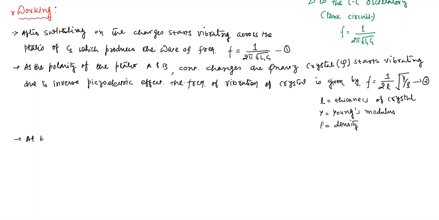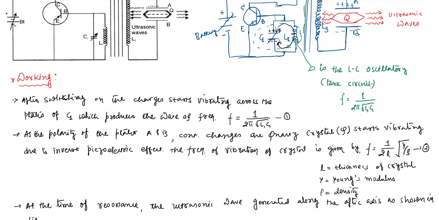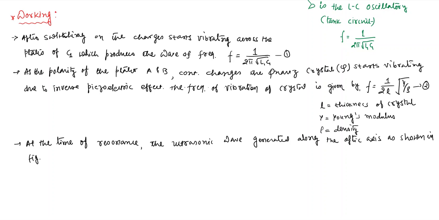So at the time of resonance, the ultrasonic waves are generated along the optic axis, as shown in the figure. See here, this is the optic axis, and the ultrasonic waves are generated when the resonance condition is achieved. So the resonance condition is that 1 upon 2 pi under root L1 C1 matches with this frequency, 1 upon 2L under root Y by rho. This is the frequency matching circuit.